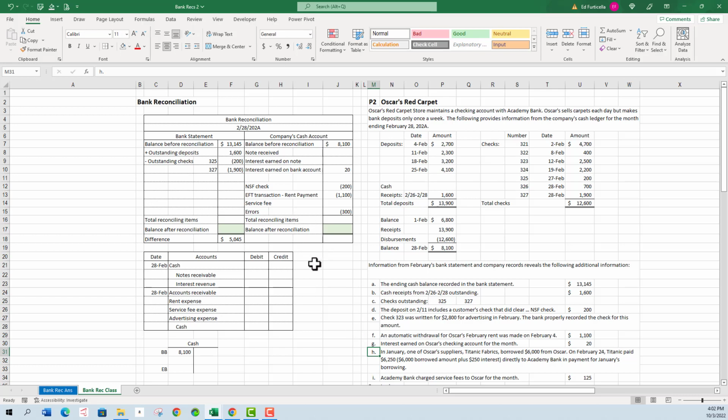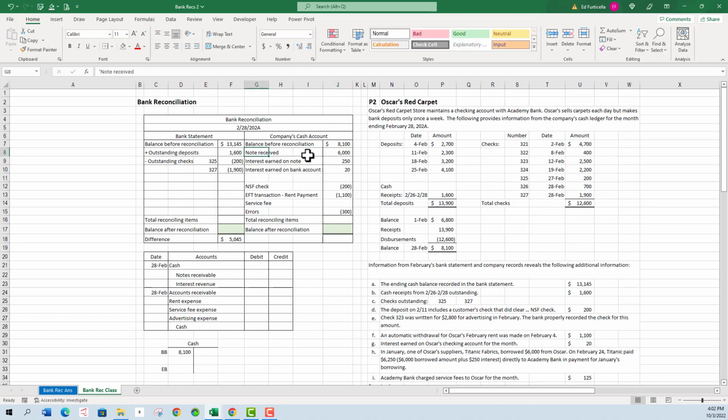On February 24th, Titanic paid Oscar $6,250, which represented the $6,000 borrowed, plus $250 of interest for the period. The payment was made directly to Academy Bank.